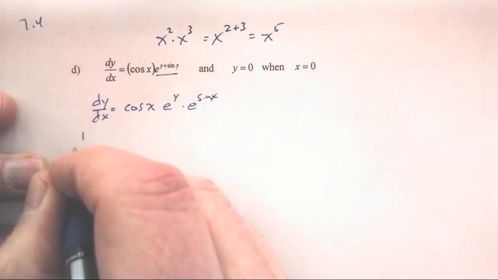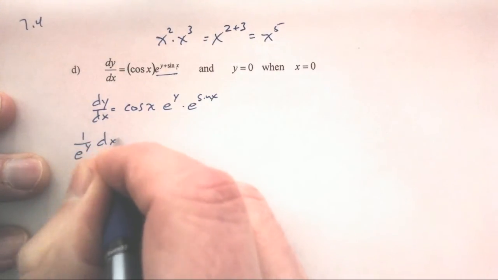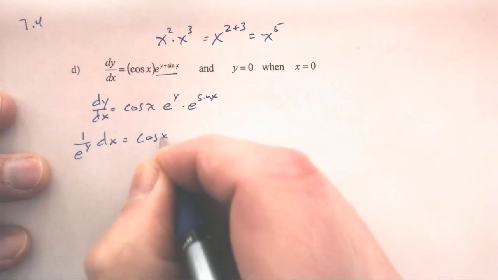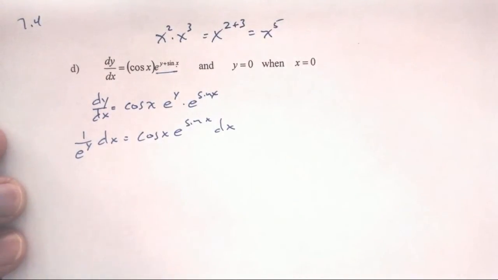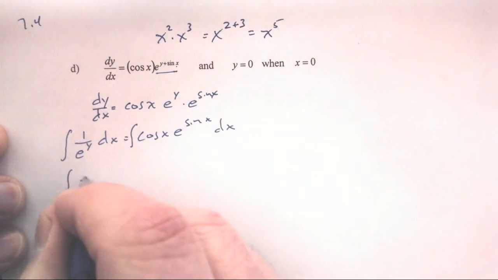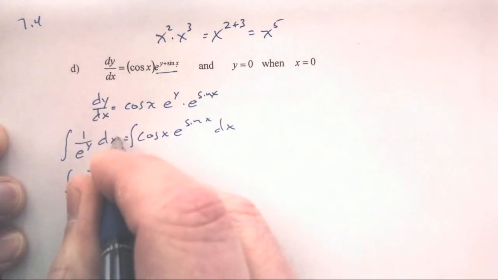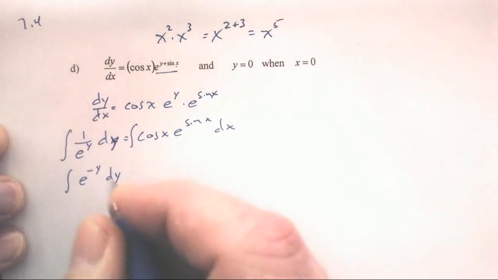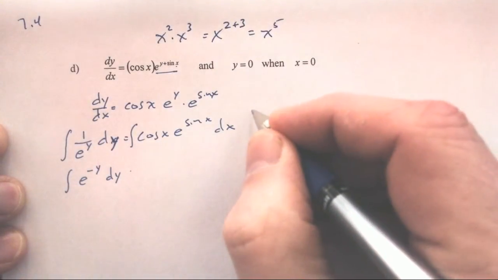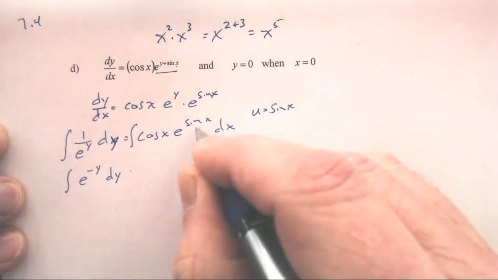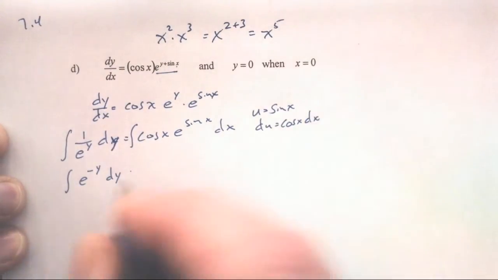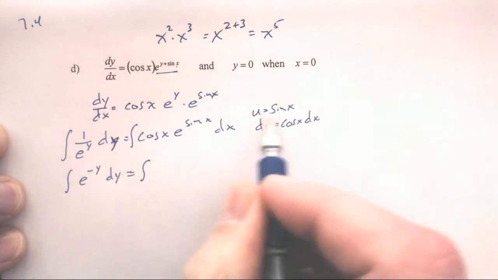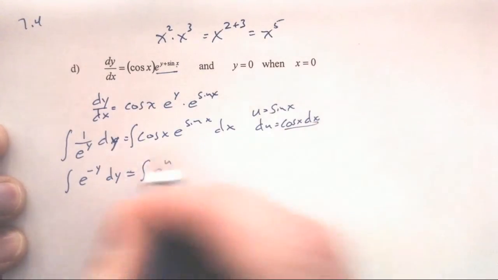Group my y's, 1 on e to the y, dy. Group my x's, cosine of x, e to the sine of x, dx. Integrate both sides. Well, I could treat this as integral e to the negative y dy. And this I might want to go u is sine of x, du is cosine of x dx. And this is as simple as this looks, e to the u. And du takes care of everything else.